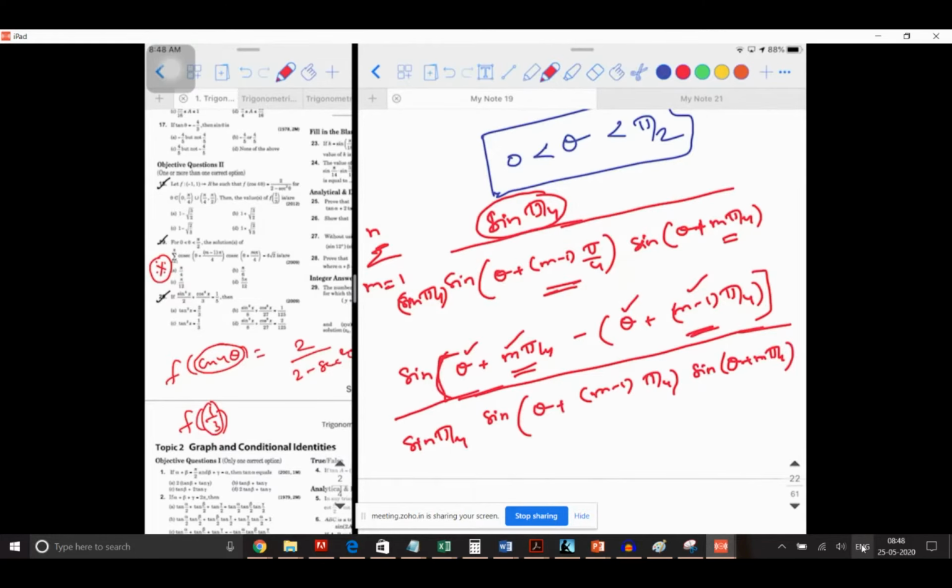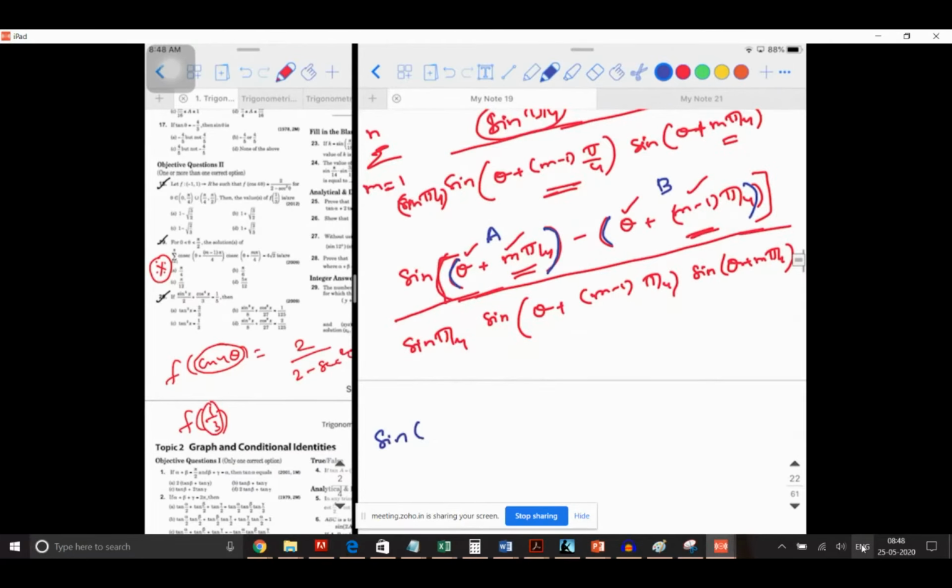If you treat this part as a single angle, A, and this part as another angle, B, then it will be of the form sine A minus B formula. Then you apply the sine A minus B formula, and some parameters from the denominator will cancel. After they get cancelled, once you start substituting the values of sigma m is equal to 1 to 6, things become simple. Can you try this and tell me? I'll give you 5 minutes. Just try and tell me. With this problem, we'll stop.